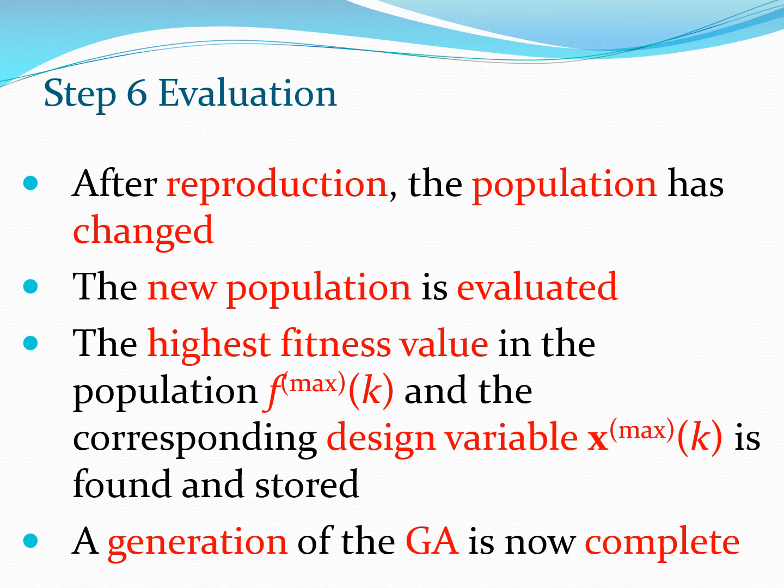Now you do this at each generation, and here we are using k to track the different generations which are going on. And once this has been done, a generation of the GA is now complete. So the process of creating the mating pool, doing the crossing of the genetic material, and applying mutation leads to the new population, and then essentially a generation of GA is now completed.